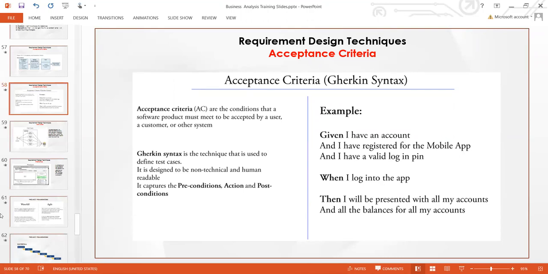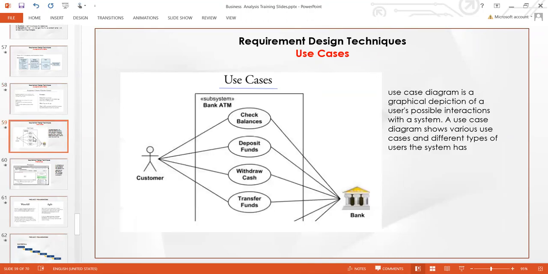The next thing we are going to look into is use case diagram. It is another technique. Use case diagram is a graphical depiction of a user's possible interaction with a system or with an application. A use case diagram shows various use cases and different types of users the system has. Okay, let's look at this example.